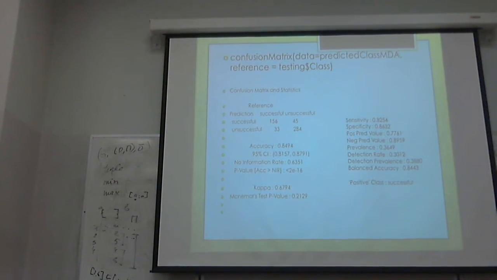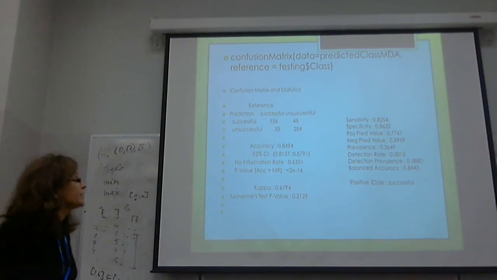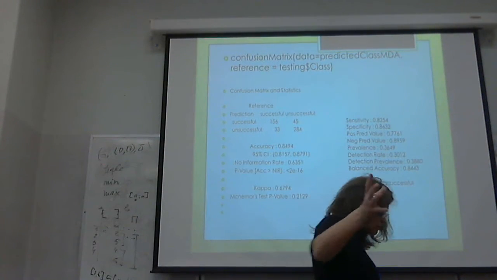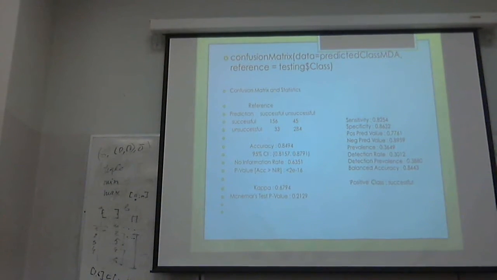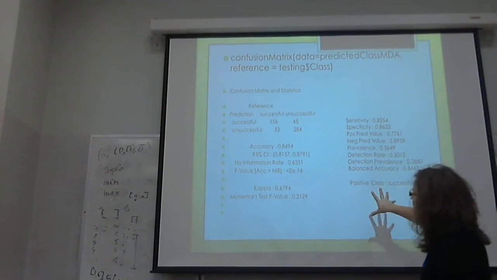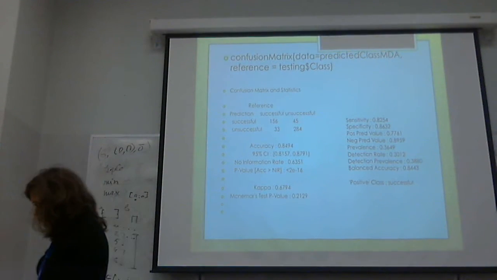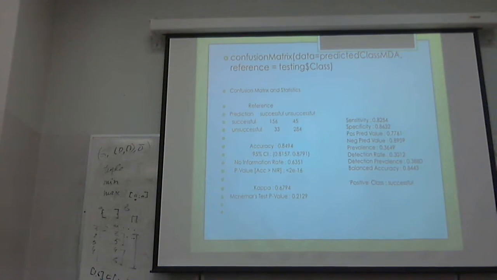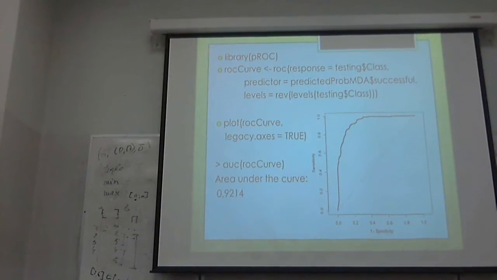The confusion matrix requires only classes. So you have data from the predicted class and the reference. You just copy your block as we did in regression and replace the models and classes. And this is the confusion matrix. Then for ROC-AUC, you have to load library pROC.